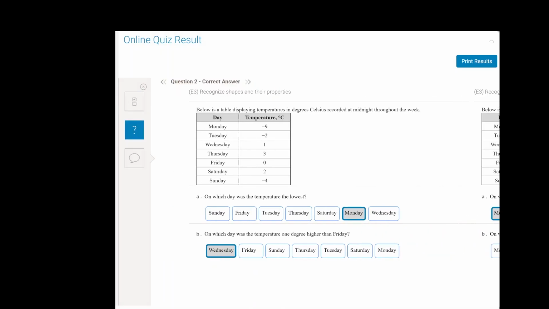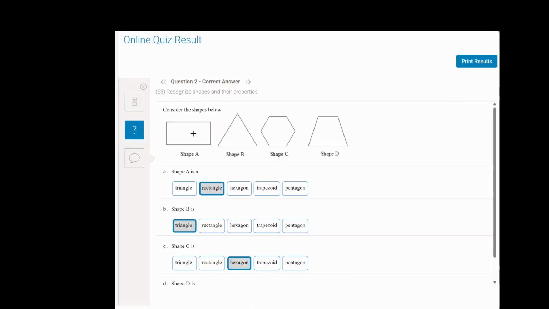Question 2. Shape A is a rectangle. Shape B is a triangle. If all the sides were not equal, then it would have not been a triangle.